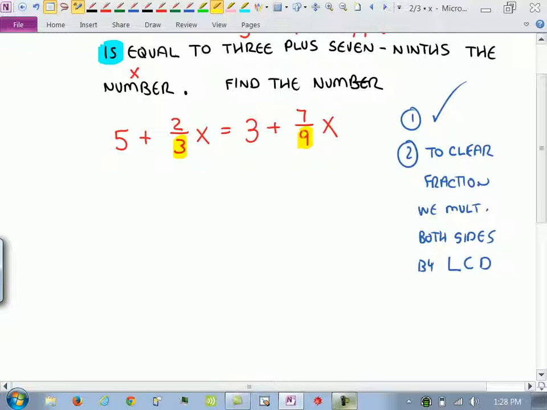Now, what about this 5 out here? Does that 5 have a denominator? Well, it's not really, but if you wanted to, you could write 5 over 1, couldn't you? And you could write that 3 over 1. But we never consider the 1 when we're trying to find LCD. We only consider denominators other than 1. So we won't even care about that, all right?